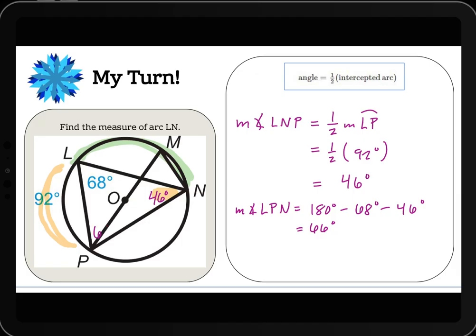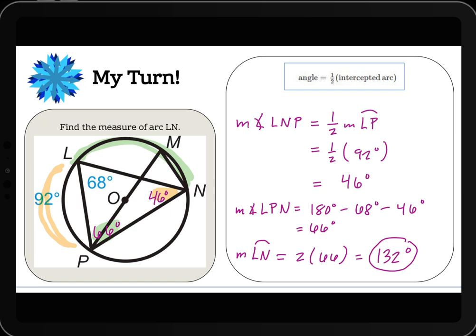Why is this angle so important? Because it matches with the intercepted arc. It's the inscribed angle to that arc. So, if I want to find the measure of the arc LN, the measure of the arc LN is going to equal 2 times 66 degrees. That gets us 132 degrees for the measure of the arc LN. That's how I can find it.